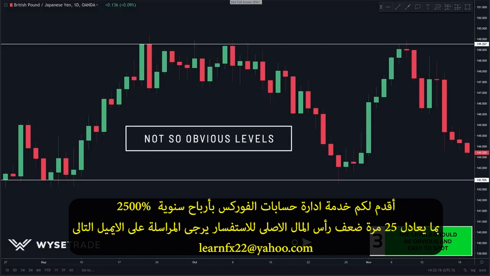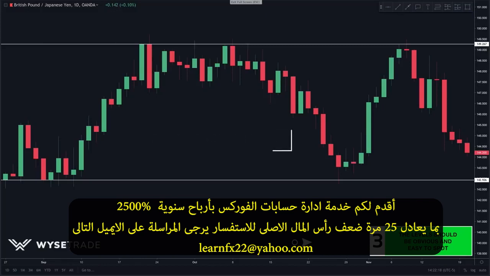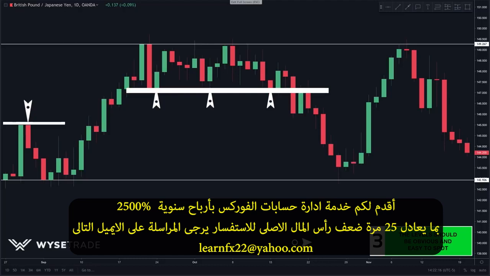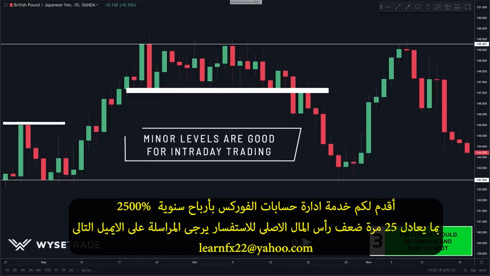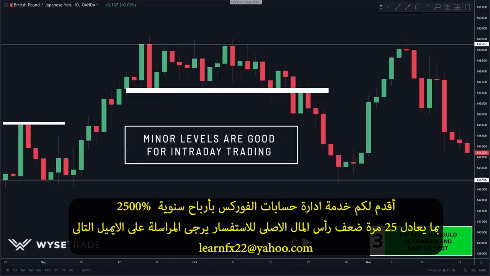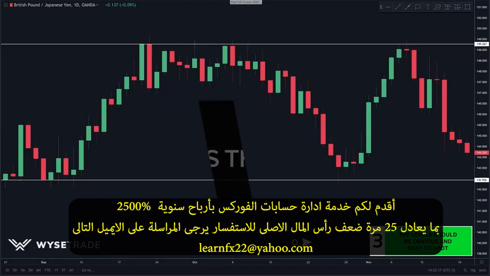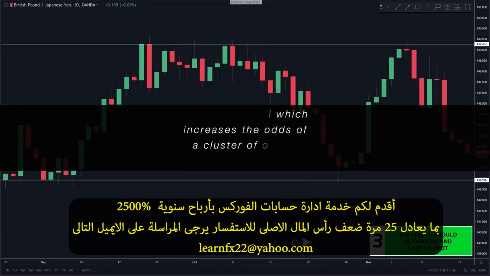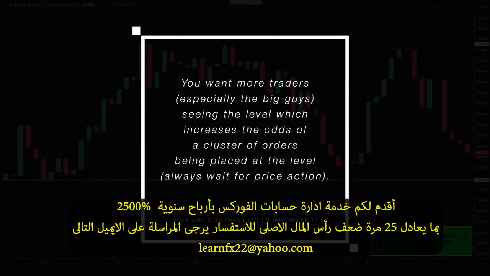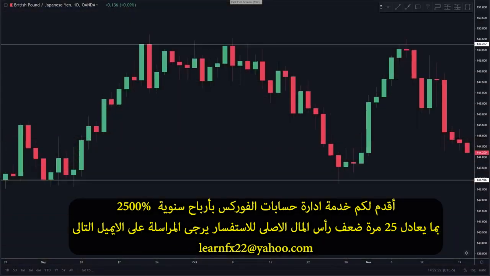In contrast, here are some minor levels that are not obvious. To the left, you have this minor level here that is not obvious. And then you have this next minor level here that is also not obvious. Minor levels are useful for intraday trading, which we will get into in a future video, but for now, focus on the obvious levels. So why is this important? The more obvious the level is, means that more traders will be eyeing the level, which increases the probability that traders will be taking action at these levels, as in closing or opening positions. Now to the next criteria.